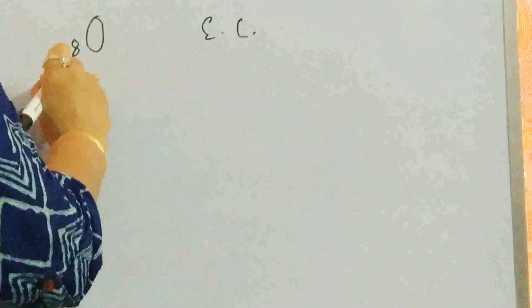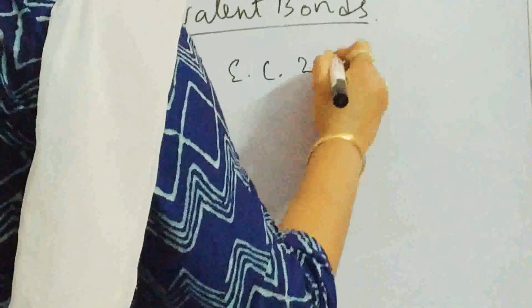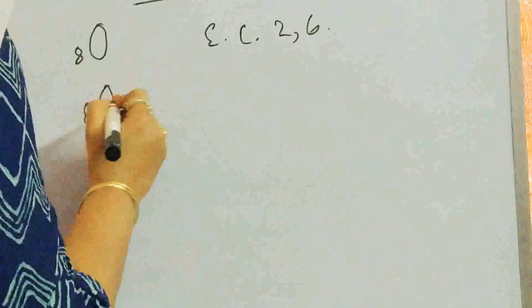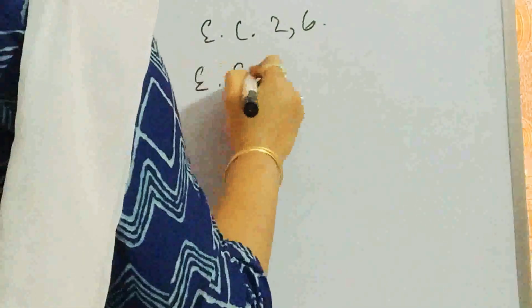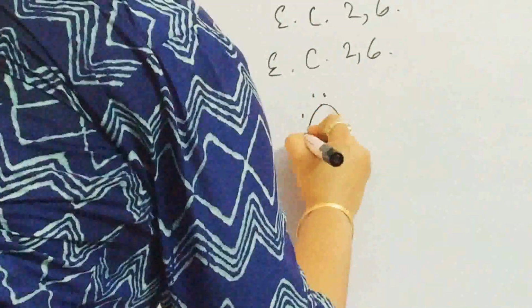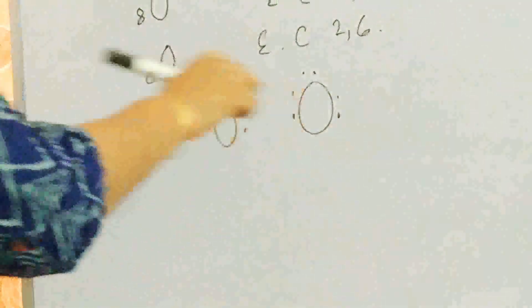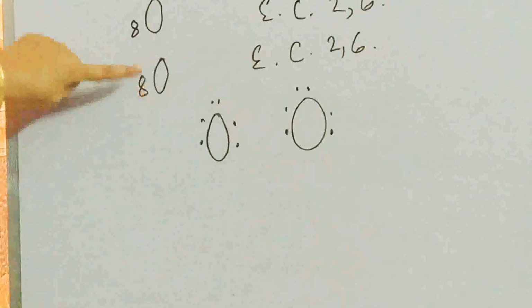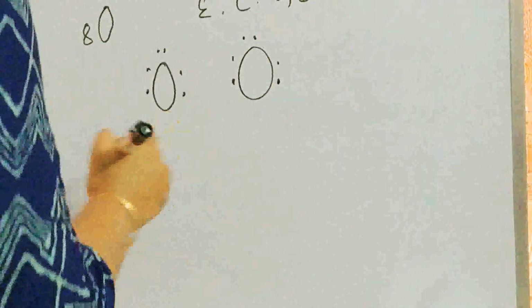The atomic number of oxygen is 8, and its electronic configuration is 2, 6. Another oxygen atom also has electronic configuration 2, 6. For this oxygen atom, I show 1, 2, 3, 4, 5 and 6 electrons. Here I am not using any cross sign because both are atoms of the same element.